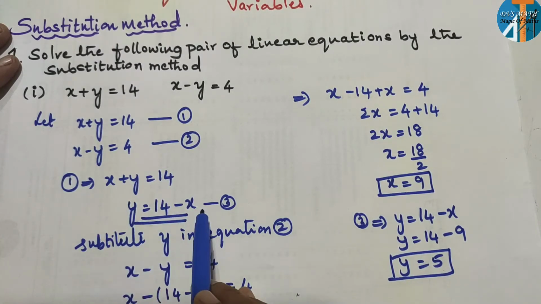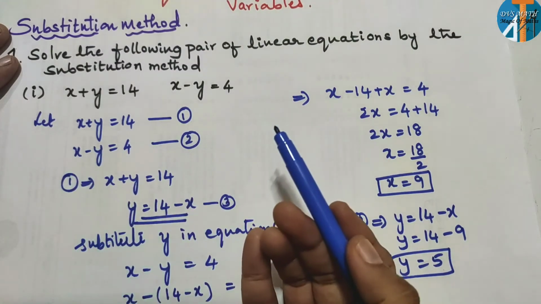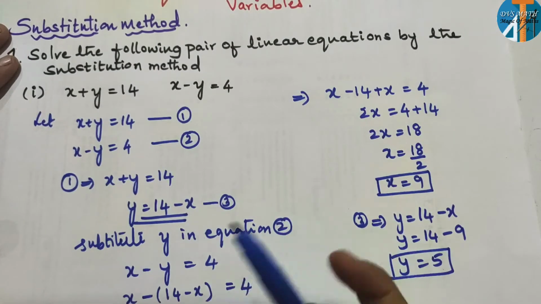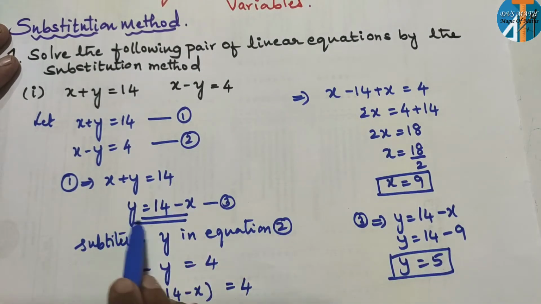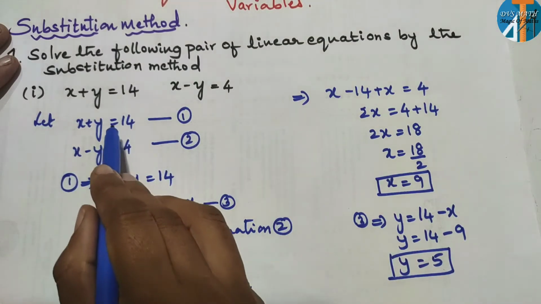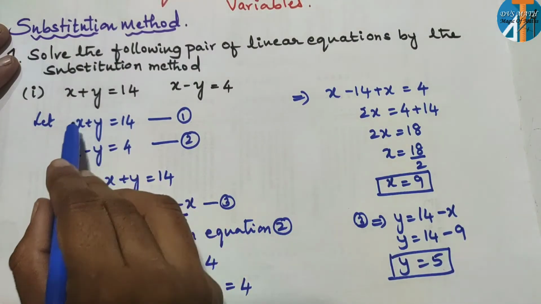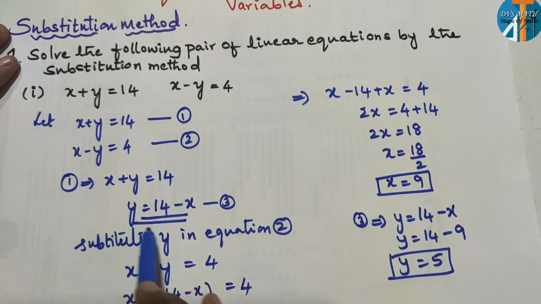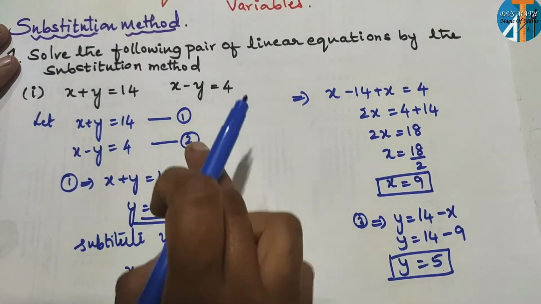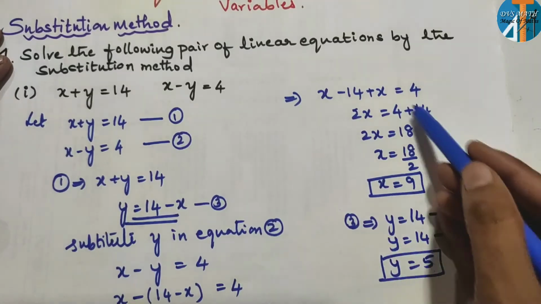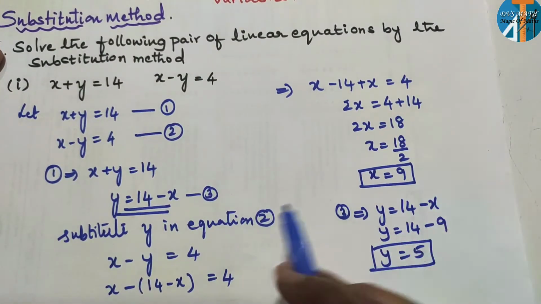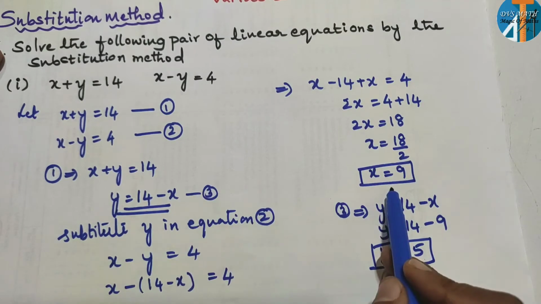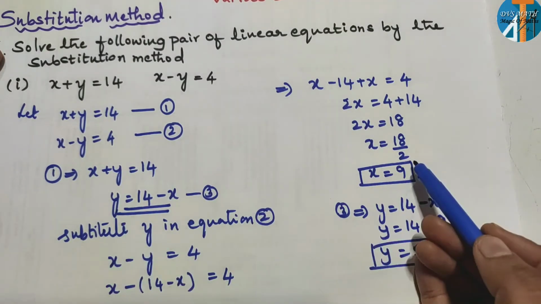It becomes 14 minus y. So in place of x, you can substitute the same value, okay? Then substitute this y value in equation 2. Don't substitute in equation 1. One equation we are changing in terms of x or y, and we are substituting that x or y in equation 2. By that you will get any one value, either the x value or the y value.